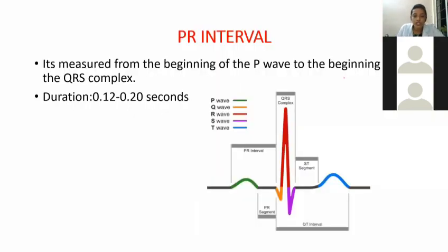So next we are moving on to different intervals and segments in the ECG. We have discussed the waveforms. The PR interval is measured from the beginning of the P wave to the beginning of the QRS complex. Here you can see from the beginning of the P wave to the beginning of the QRS complex. The duration is 0.12 to 0.20 seconds. This PR interval is very important while studying heart block. So you should keep in mind that the duration of the PR interval is 0.12 to 0.20 seconds.